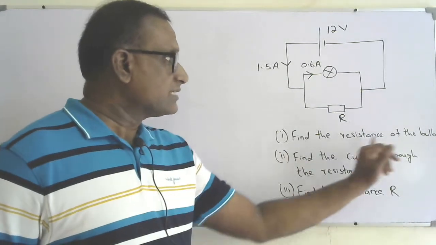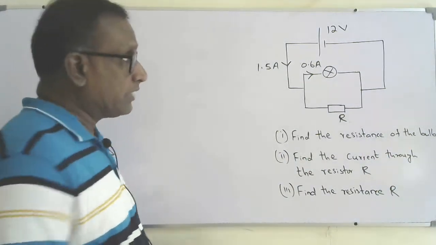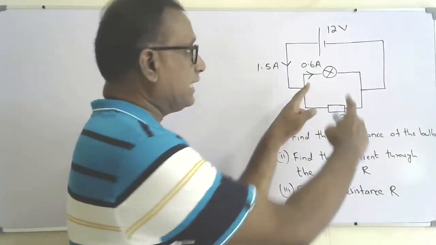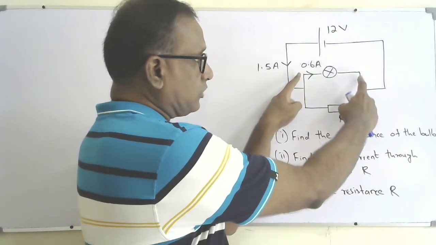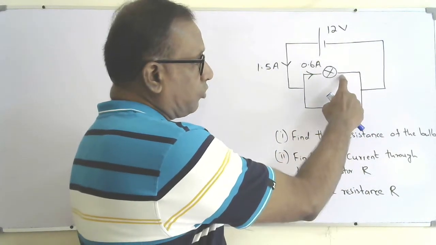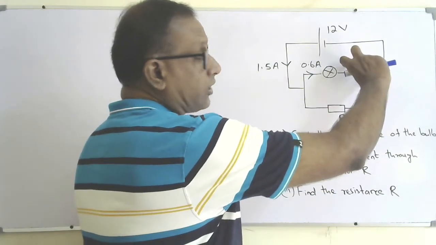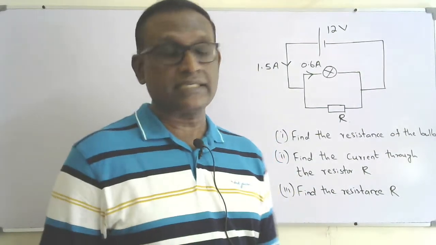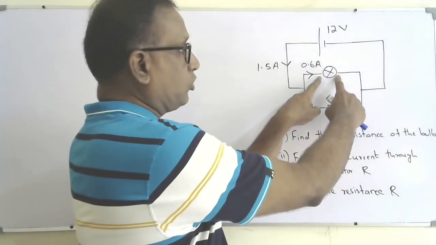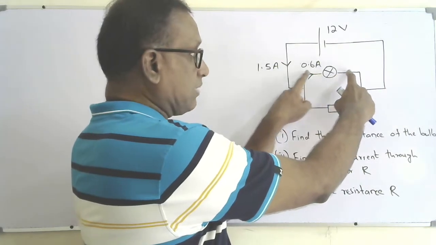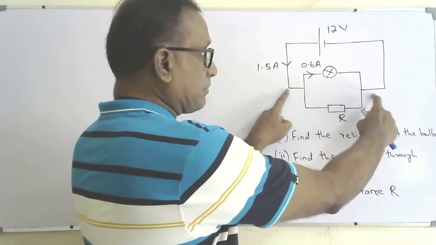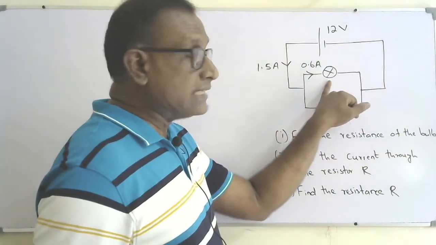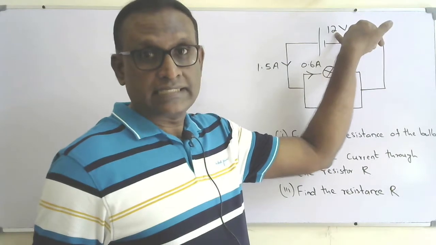First part, find the resistance of the bulb. We normally take these connecting wires to have no resistance. So the voltage across the bulb is the same as the voltage across the junction, because if I consider two points on the wire, the voltage between them will be 0 since they have no resistance. If I connect a voltmeter here, the reading is the same as the voltage across the power supply. So the voltage across the bulb in this circuit is equal to 12 volt, that is the EMF.